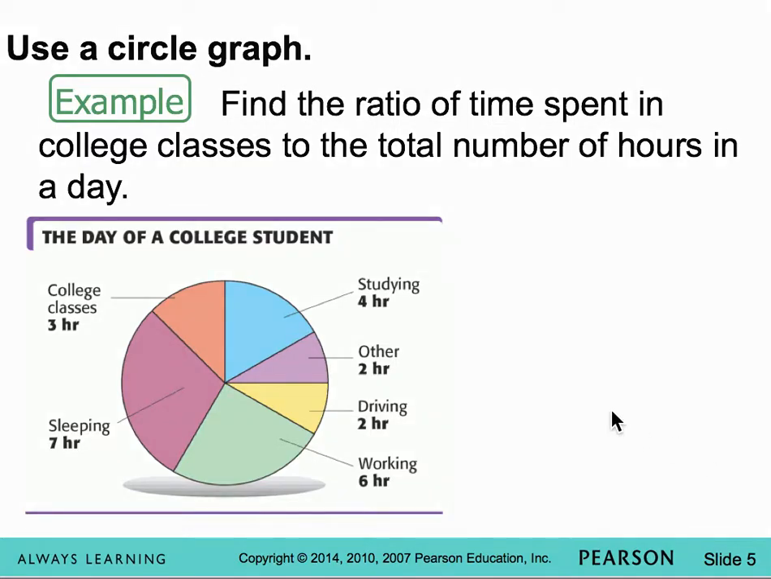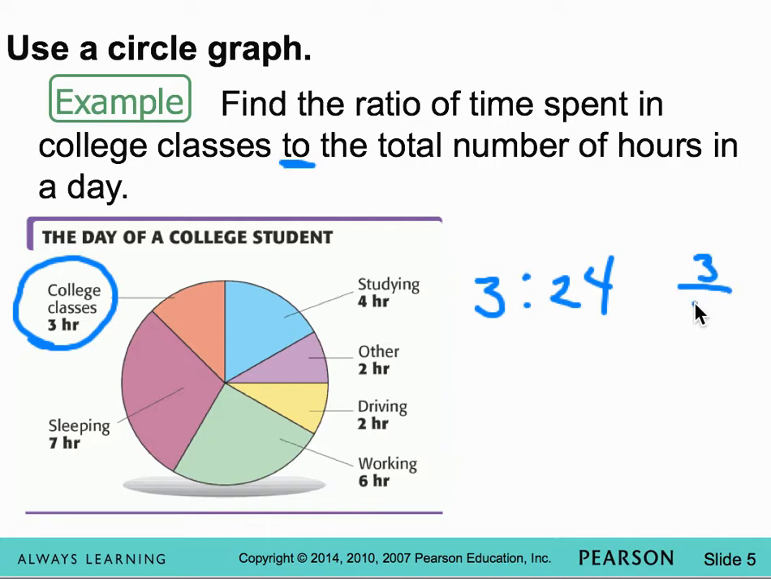Oh, a circle graph. So find the ratio, we know what a ratio is now, of time spent in college classes to, so if I'm doing a ratio, I need that word, total number of hours in a day. So here's the time spent in college classes. 3, 2, and how many hours in a day? 24. Don't forget, it's got to simplify. If it's easier to write it like this, when you reduce it, that's fine. So that's 1 to 8. That's the ratio of time spent in college classes to total number of hours in a day.